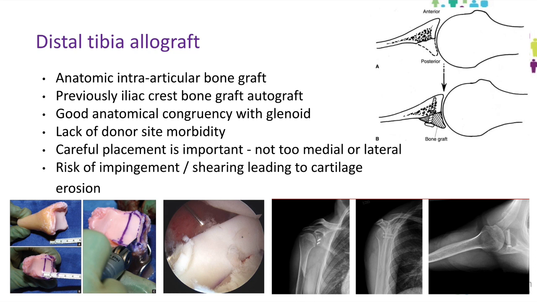When doing these bone grafts, the placement is really important, so it's important to make sure it's not too medial, or there will be an ineffective stabilization and the bone graft will not effectively improve the articular arc. And if the graft is too lateral, there's a risk of impingement and shearing, leading to cartilage erosion.